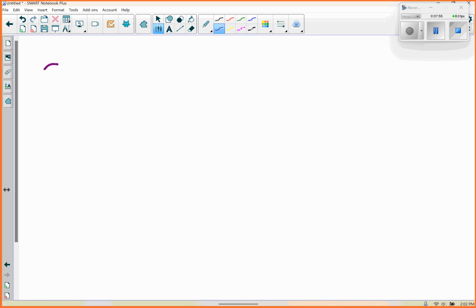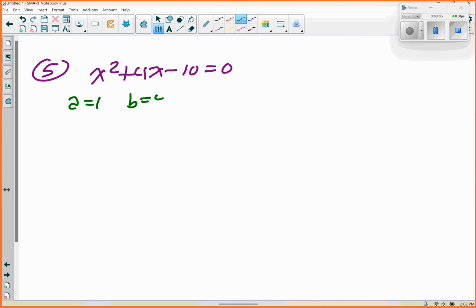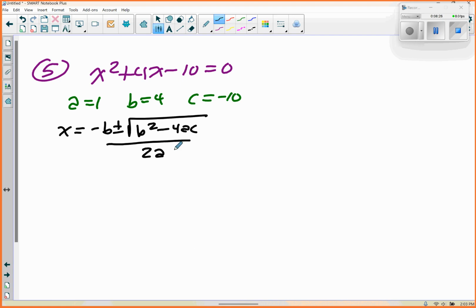Problem number 5. A is what? B is what? C is what? Good. You got the negative in there. Great job. So, sing it if you know it. X is equal to -b plus or minus the square root b squared minus 4ac all over 2a. All right. So, let's plug in what we know.